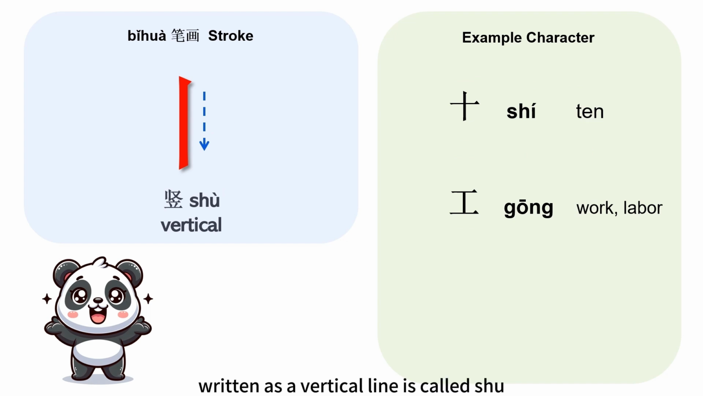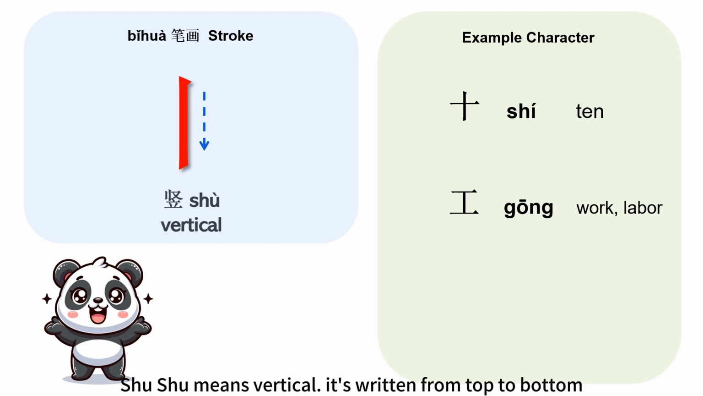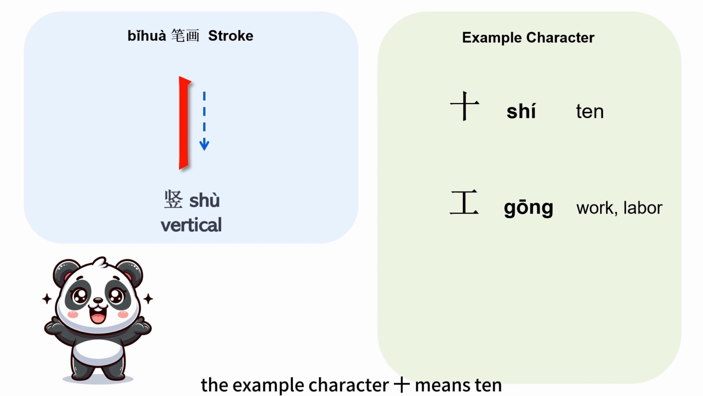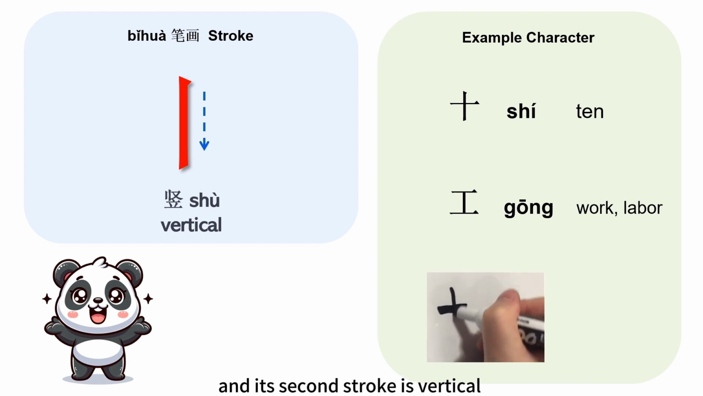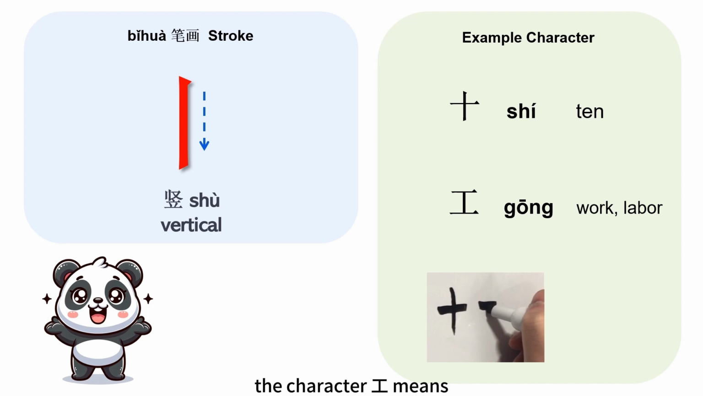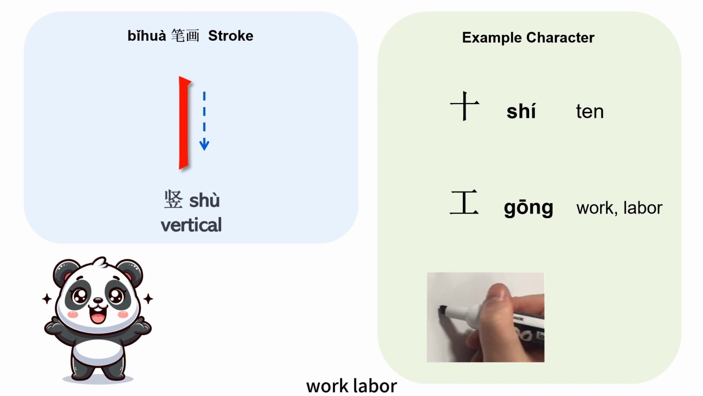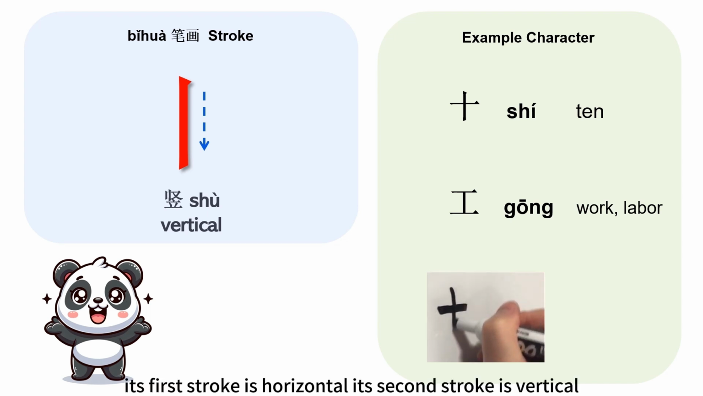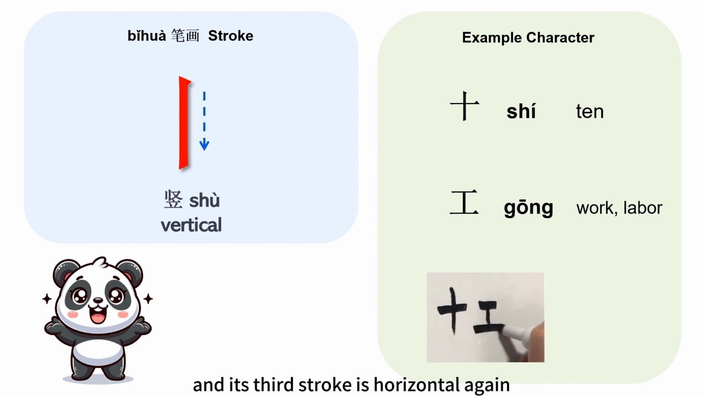This stroke written as a vertical line is called 竖. 竖 means vertical. It's written from top to bottom. The example character 十 means 10. Its first stroke is horizontal and its second stroke is vertical. The character 工 means work, labor. Its first stroke is horizontal, its second stroke is vertical, and its third stroke is horizontal again.